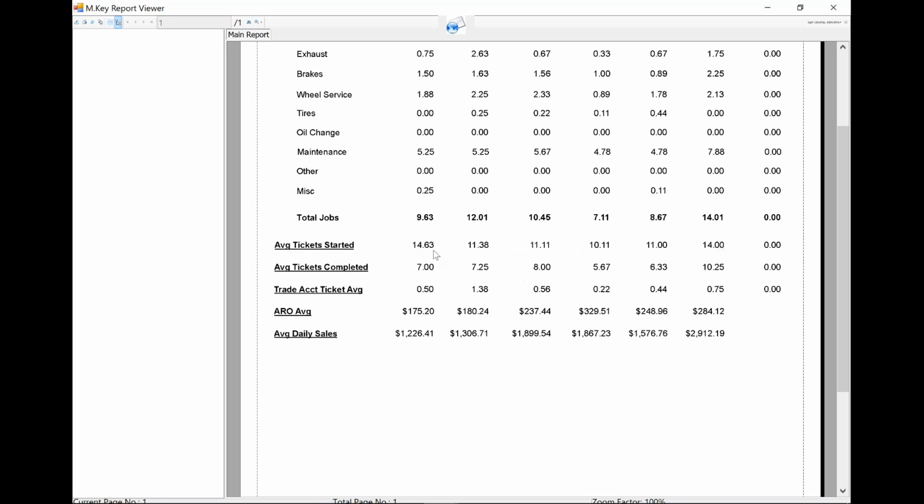Obviously, Saturday is strong. Monday is strong. Our weakest day for this month was Thursday. So typically, Tuesday, Wednesday, or Thursday will be our slow days. The other thing is you look at which days ARO are strong and which days are weak.